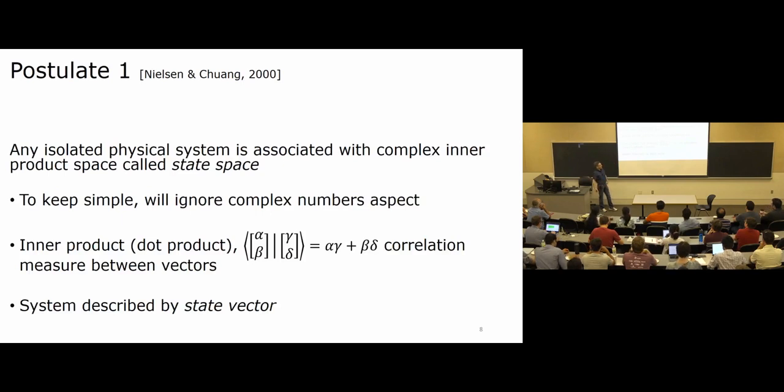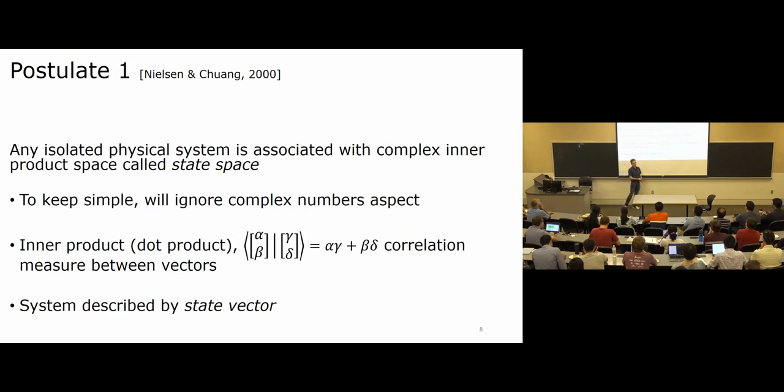The first postulate is that any isolated physical system is associated with a complex inner product space, which is called a state space. So first of all, complex meaning complex valued, complex numbers. That might intimidate a few of you, and we're going to mostly ignore that, mostly real numbers. Yeah, we're going to mention complex a few times. Inner product space. So if I have two vectors, vector number one is alpha, beta, and vector number two is gamma, delta, then the inner product, and for those of you who are familiar with inner products of complex valued things, reminder, this is real valued.